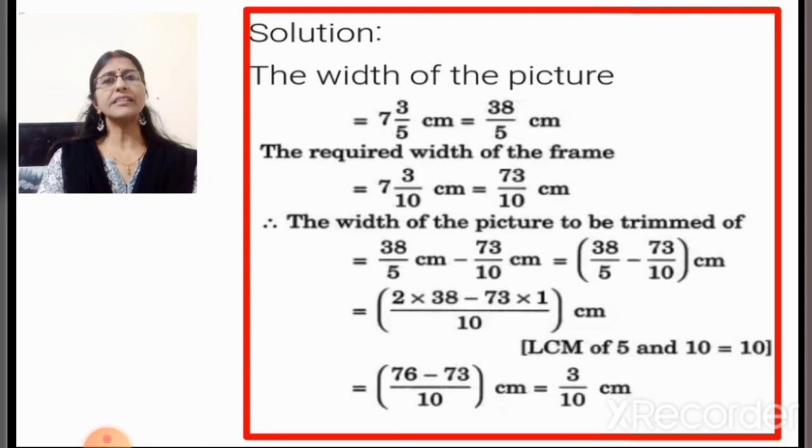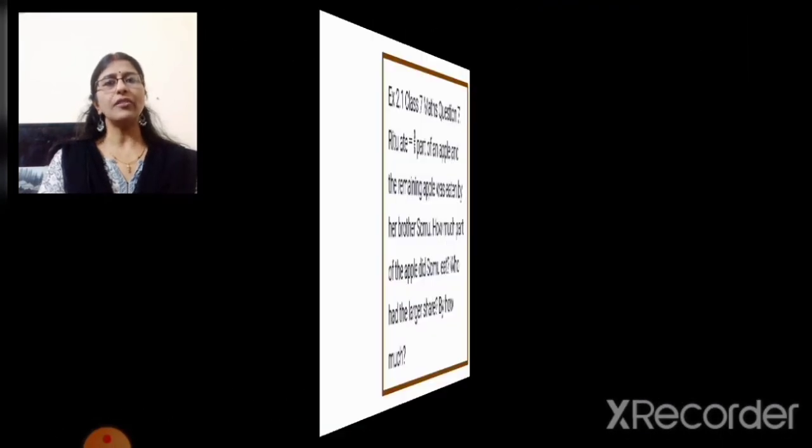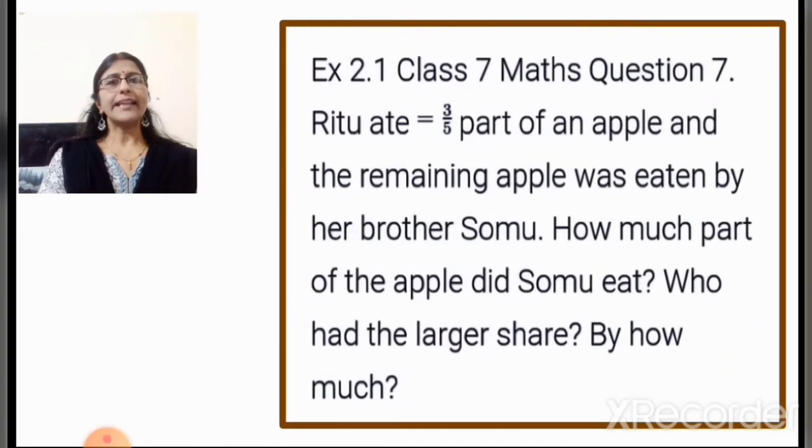Practice all these questions again in your homework notebook. Now the next word problem is Ritu and Somu. This is question number 7 of the same exercise. Ritu ate 3/5 part of an apple, and the remaining apple was eaten by her brother Somu. How much part of the apple did Somu eat? Who had the larger share? By how much? So we'll have to find out.